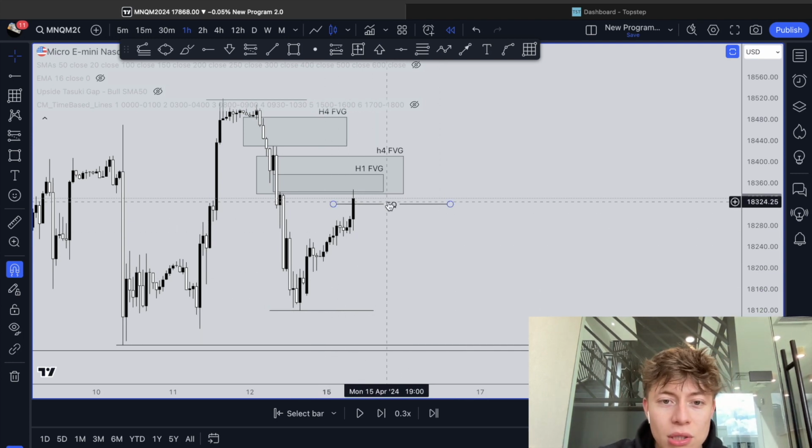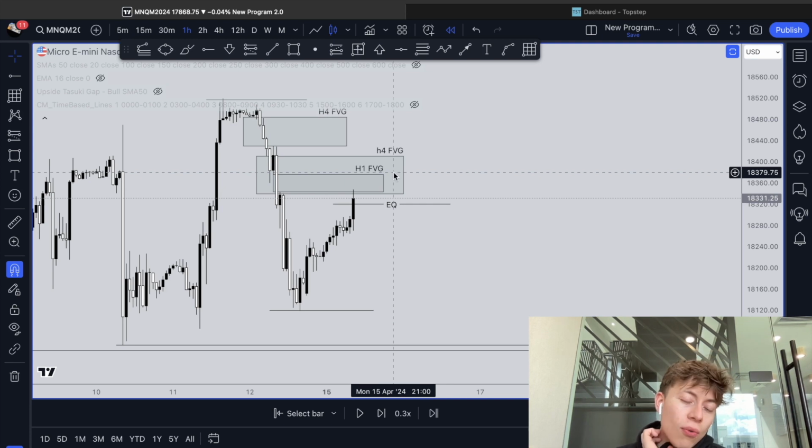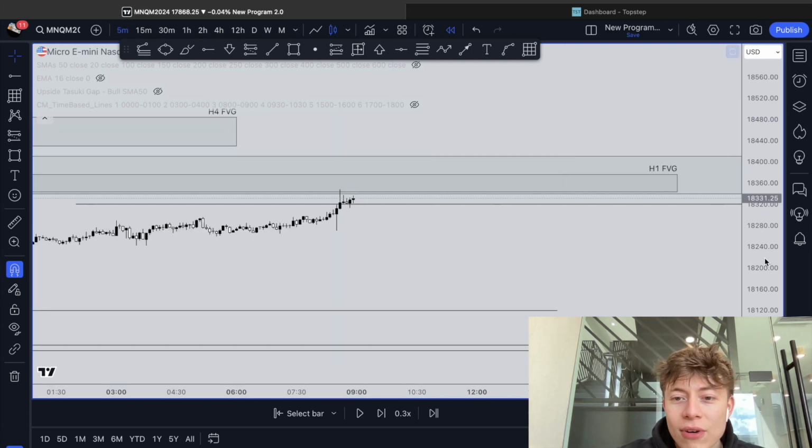Price balanced out the equilibrium. Price balanced out the fair value gaps, right? We tapped into fair value gaps. Now, again, we want to trade towards the draw on liquidity, okay? That's how we're building our buys. So now we're going to want to go to the lower time frames, right?